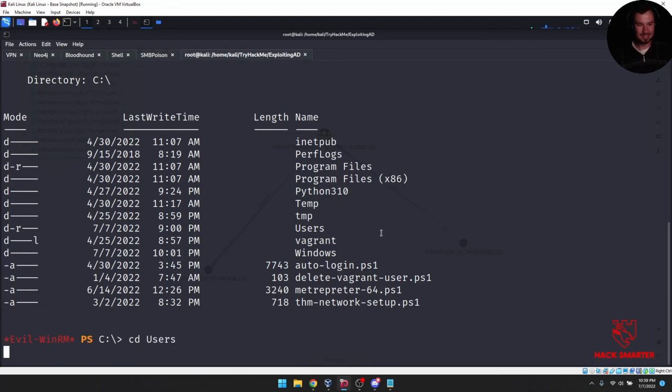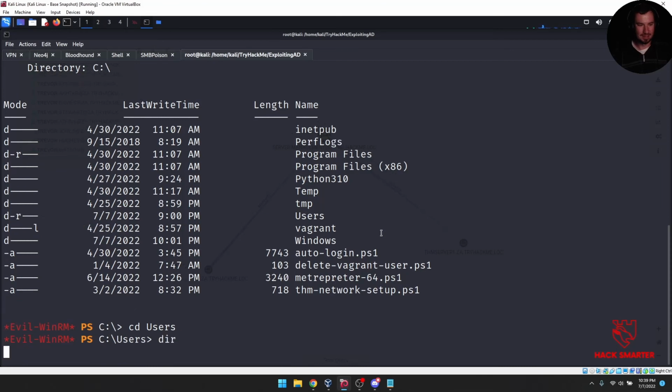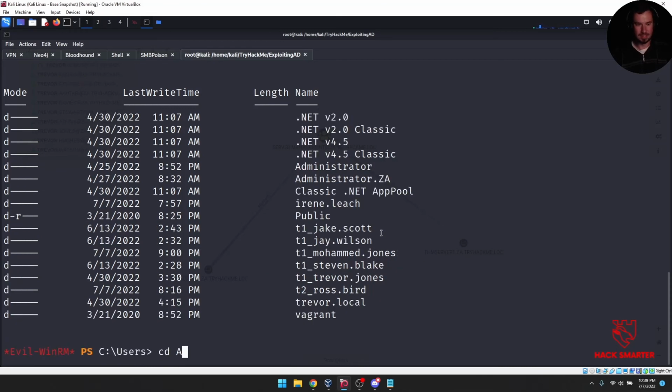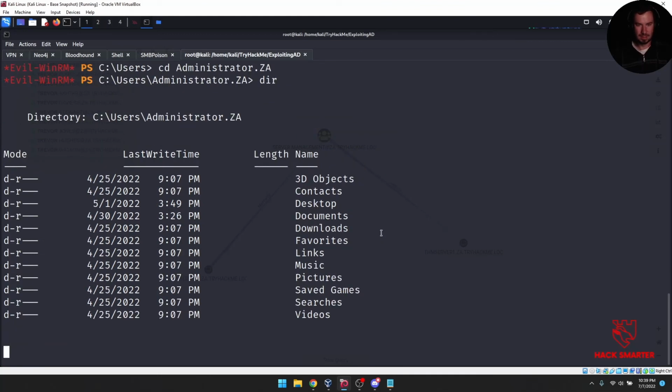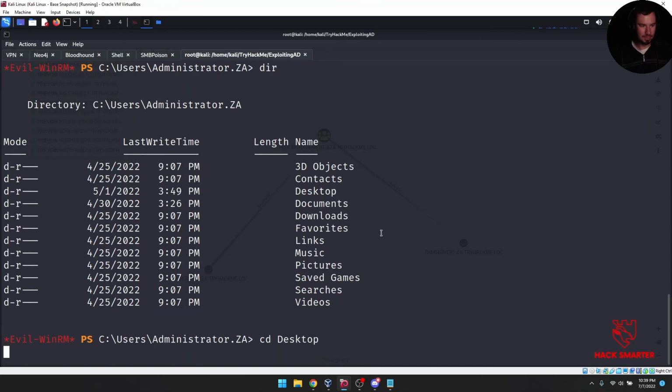cd Users, dir, cd Administrator.ZA, and cd Desktop.